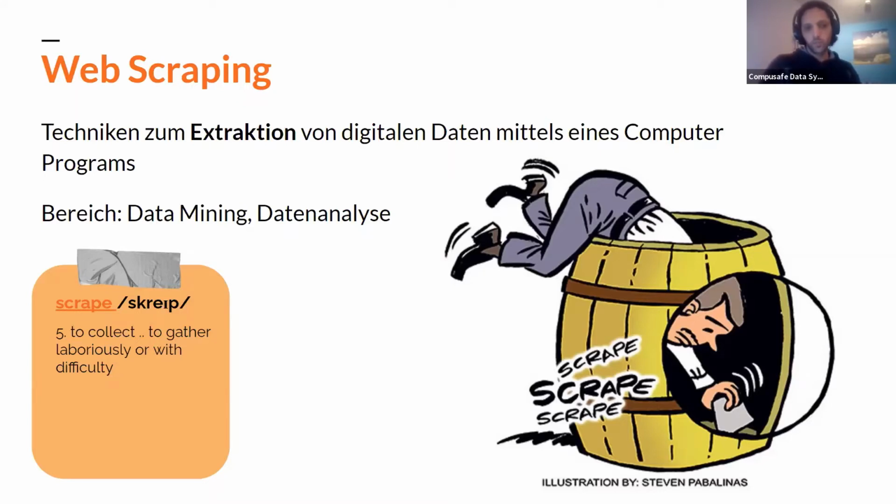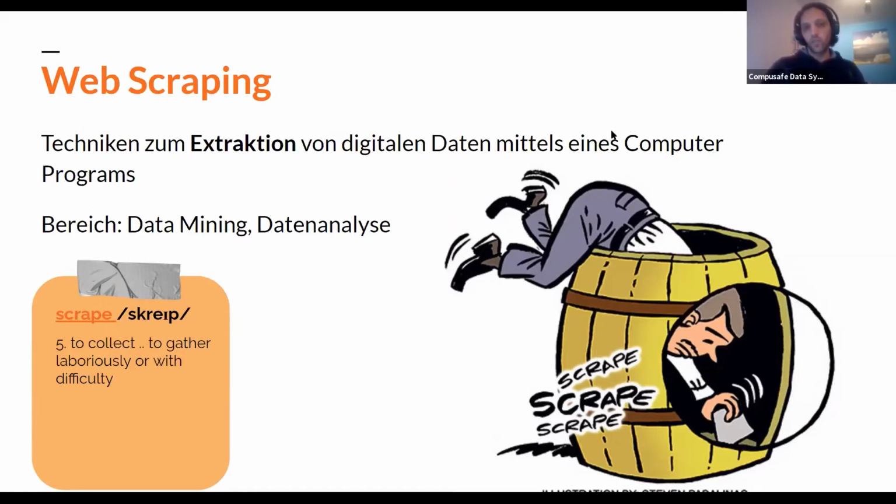The scraping is from the verb to scrape. In English, it means to collect, although laboriously or with difficulty. So this is essentially what web scraping is about. It's not simply getting or gathering data from any sort of data source, but actually using certain techniques to extract data that is generally unstructured or has a lot of noise in it, and we want to only get the data that we need from this source, usually HTML files.